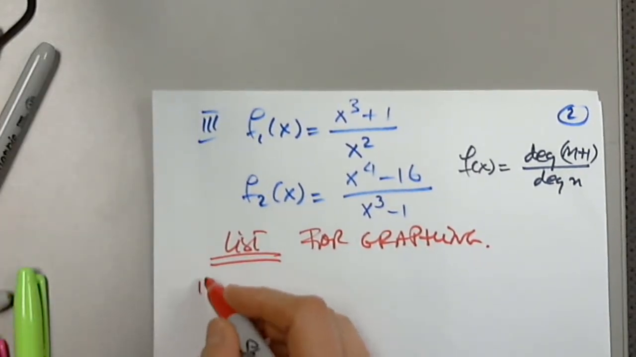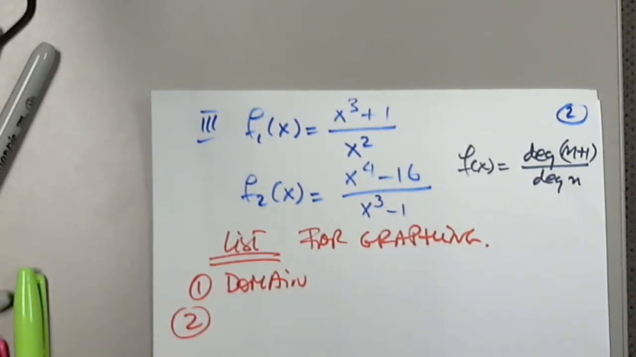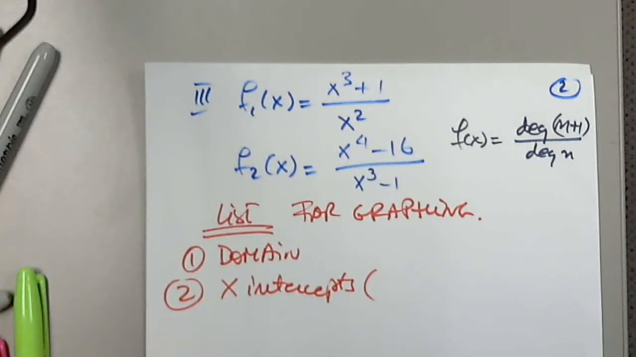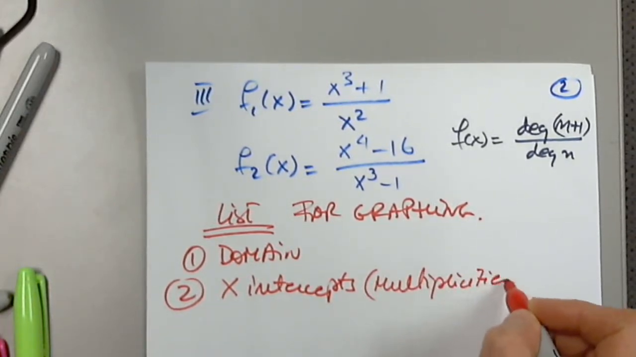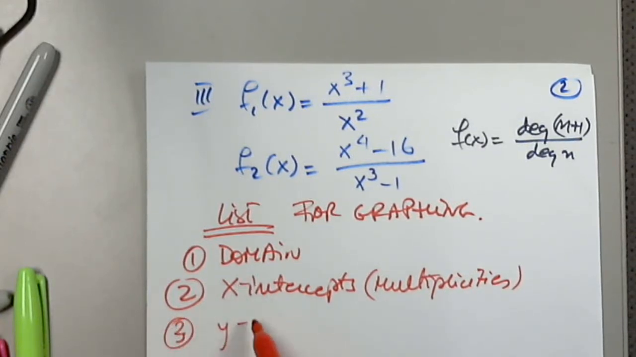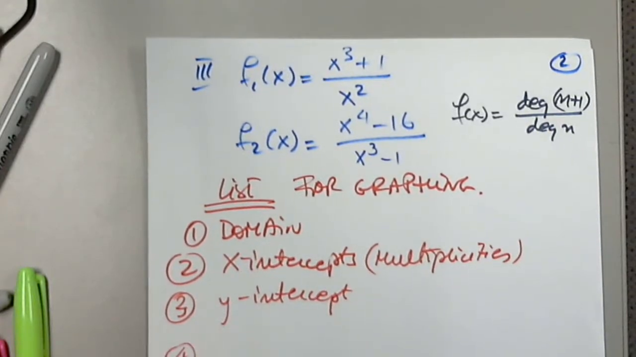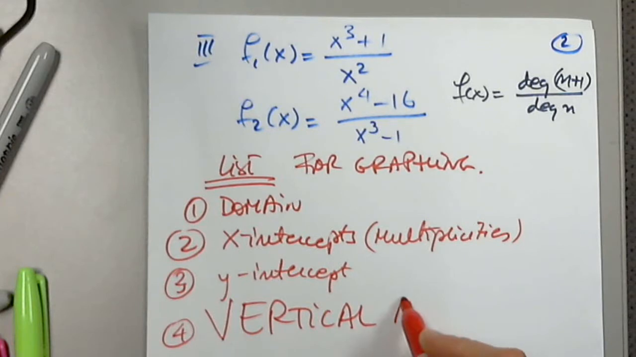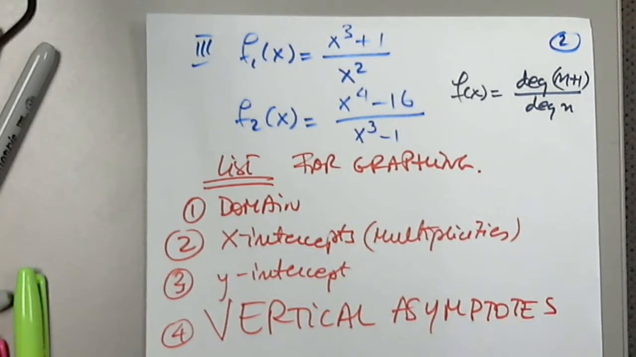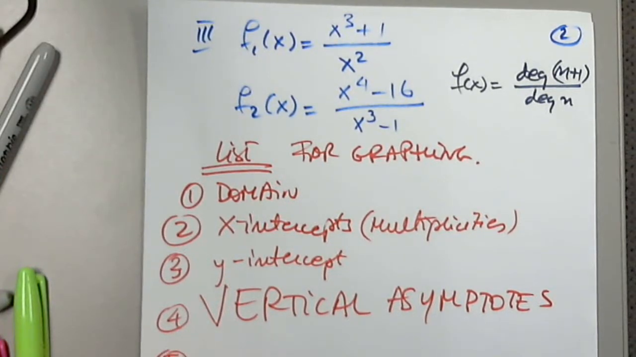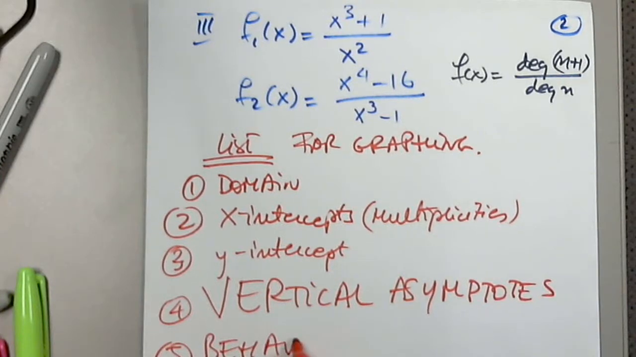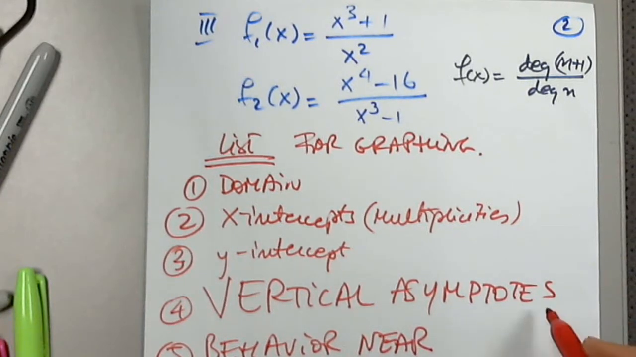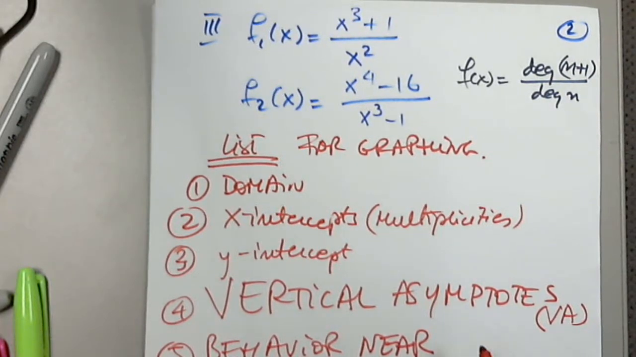Number 1, of course, domain. Number 2, x-intercepts, and in parentheses I will write multiplicities as well, if any. Number 3, y-intercept. Number 4, something we haven't discussed yet, vertical asymptotes. This is new. Number 5 is also new, behavior of the function near, and I'm going to abbreviate vertical asymptotes as VA, behavior near VA.